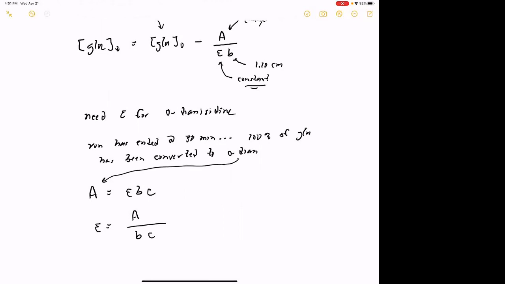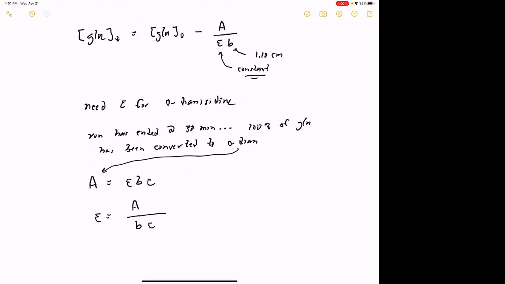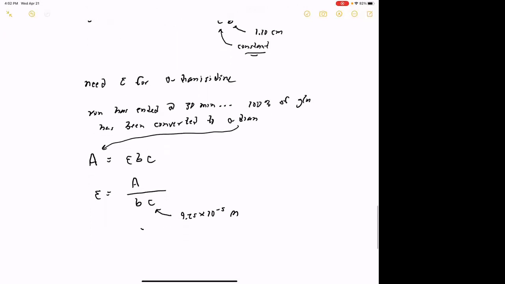Okay, so if I'm assuming that I've got 100% conversion of glucose, do I have a concentration for O-dianisidine now? Yep, you solved for it earlier. I solved for it earlier. What do we say it was? 9.25 times 10 to the minus fifth molar. Because that's the initial concentration of the glucose we had, right? So if we assume 100% of the glucose has been converted to O-dianisidine, well, then we've got that concentration. Do I know b? Yeah, b hadn't changed. That's still 1.10 centimeters. And what about A? Which A do I use here? What A should I use?